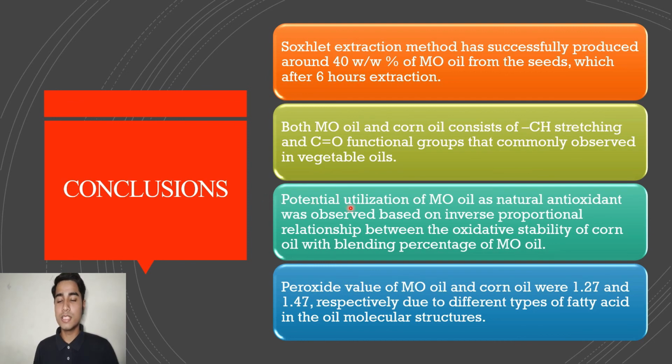Furthermore, the potential utilization of Moringa Oleifera oil as a natural antioxidant was observed based on the inverse proportional relationship between the oxidative stability of corn oil and the blending percentage of Moringa Oleifera oil. Then the last one, the peroxide values of Moringa Oleifera oil and corn oil were 1.27 and 1.47 respectively due to different types of fatty acid in the oil molecule structures.